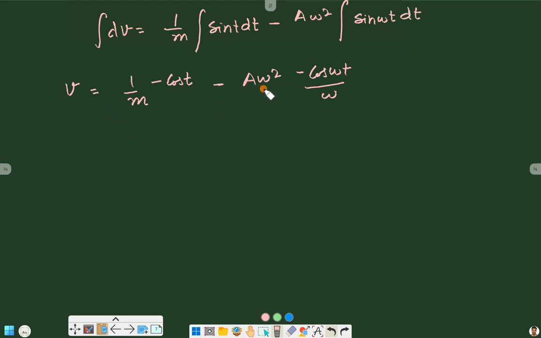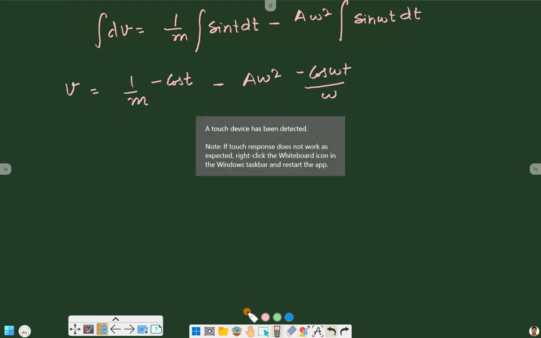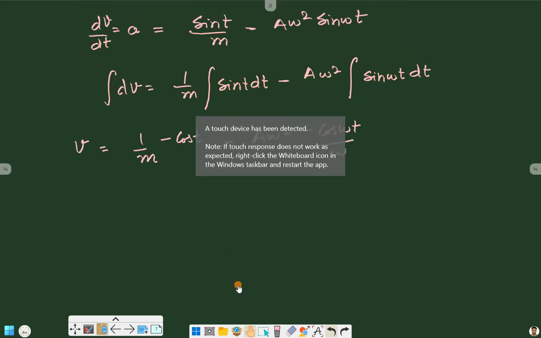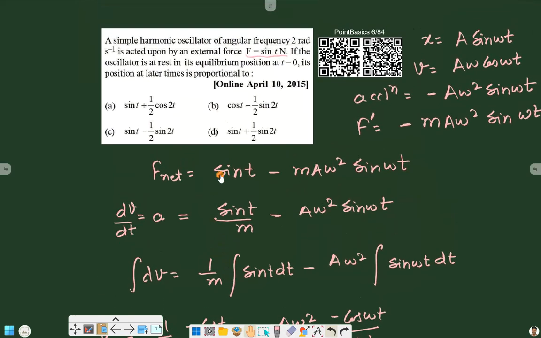And we are not taking the constant, because in the question we have to just find out what the displacement will be proportional to. We have to just find the proportionality.